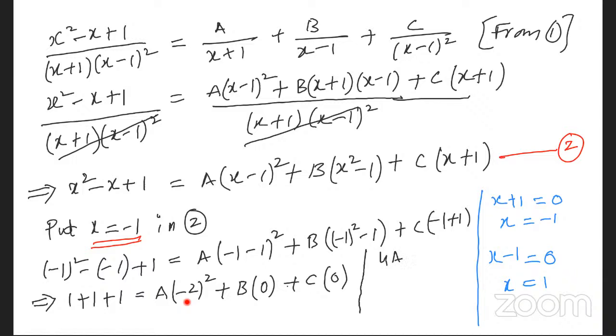A is equal to 3. This implies a is equal to 3 by 4. We got the value of a. We got a as 3 by 4. And then we have substituted x is equal to minus 1. Now we'll substitute the value of x is equal to 1 in equation 2 and see what we are going to get.